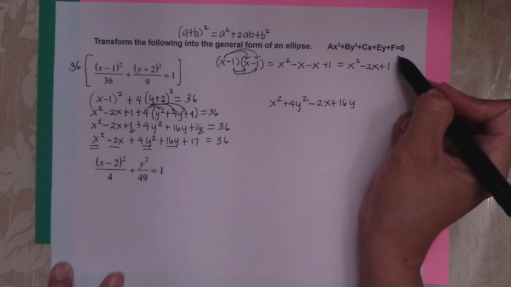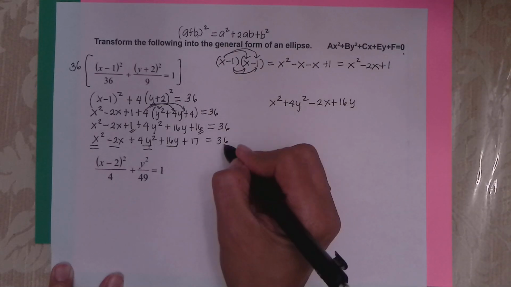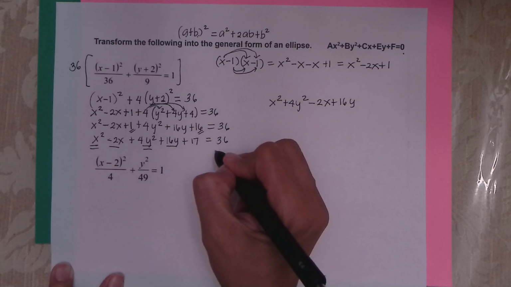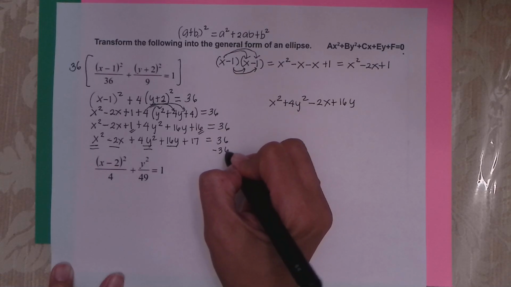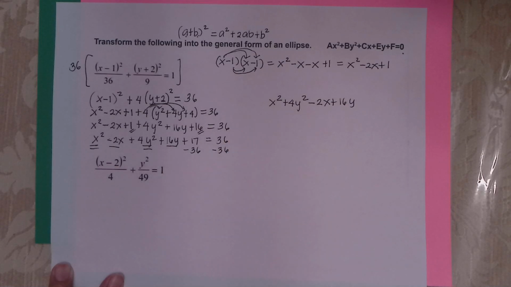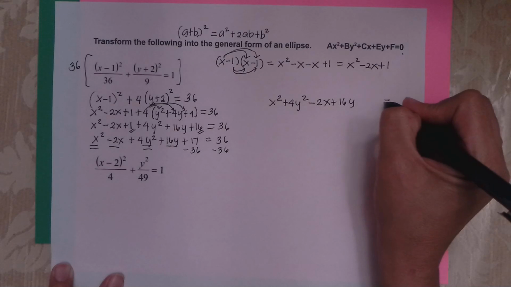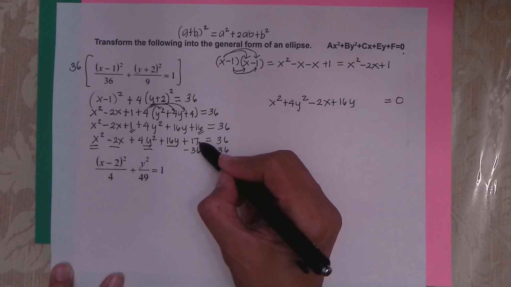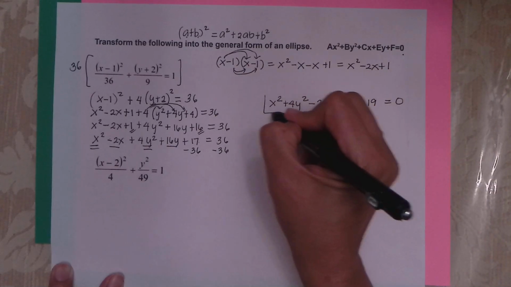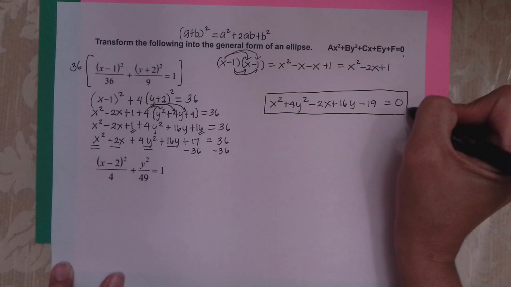Then look at the form. It says equals 0. Means we have to remove the 36 here by applying the subtraction property. So now this right side is equal to 0, and 17 minus 36 is negative 19. So this is the general form of an ellipse.